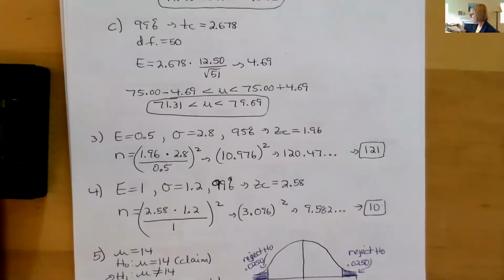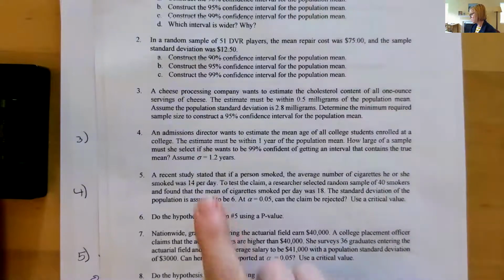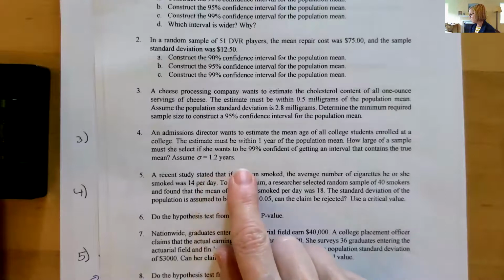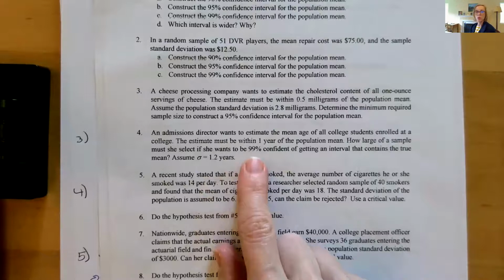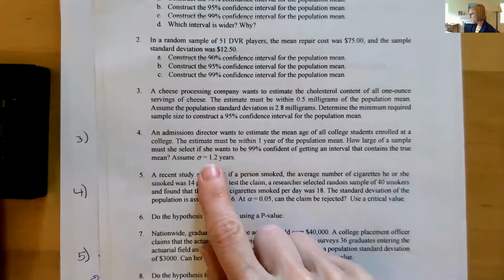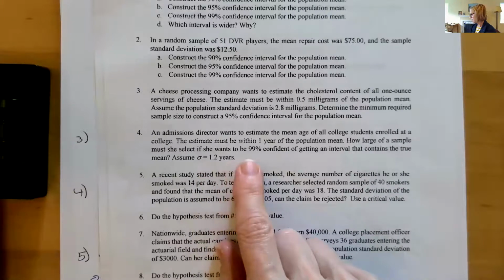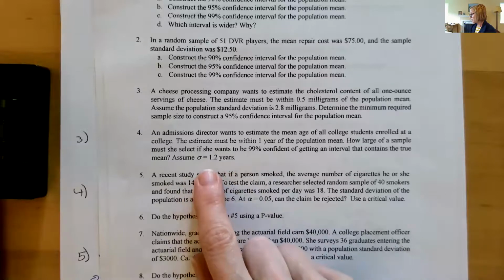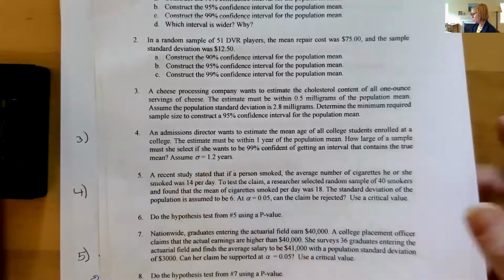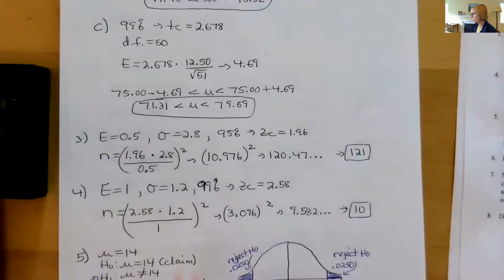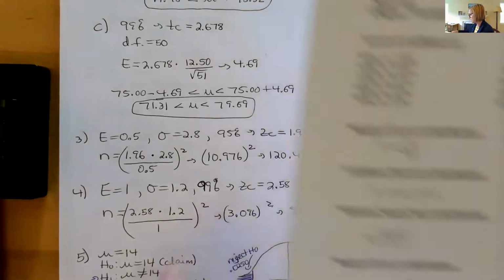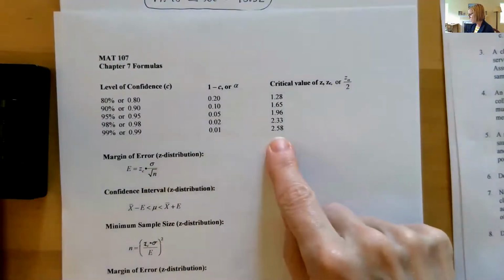When we go to number 4, it's a similar question from chapter 7. An admissions director wants to estimate the mean age of all college students enrolled at a college. The estimate must be within 1 year. So that's our margin of error of the population mean. How large of a sample must she select if she wants to be 99% confident of getting an interval that contains the true mean? The standard deviation of the population is 1.2 years. So again, because we know the population standard deviation, we can use the critical value of Z for 99%, which is 2.58.